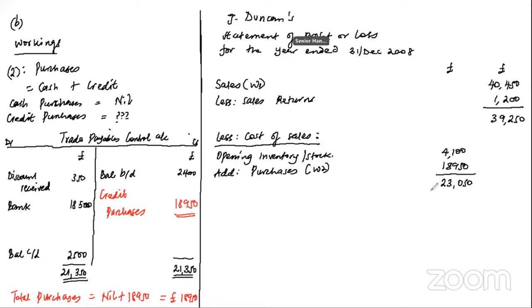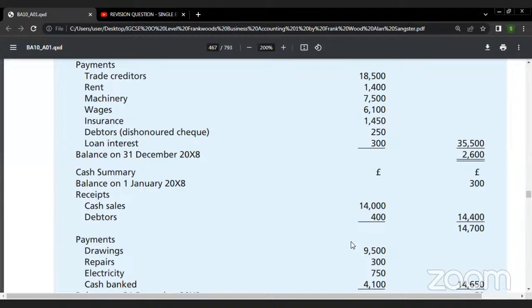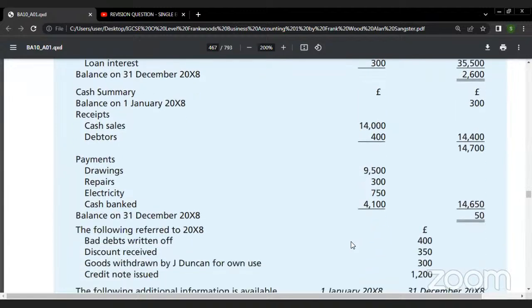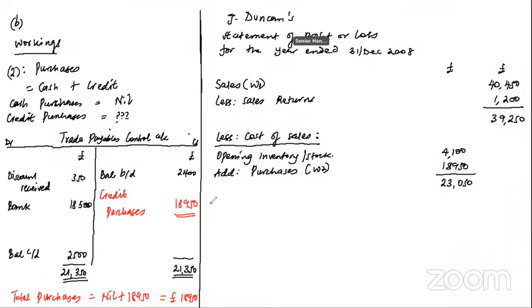Of course, when you look at the question, we see that J. Duncan withdrew some goods from the business for personal use. Those are drawings. We have it somewhere here. Goods withdrawn by J. Duncan for own use. Of course, when J. Duncan withdraws some goods from the business, our cost of the goods available for sale reduces.